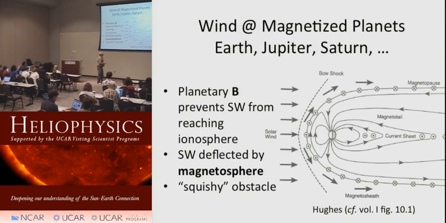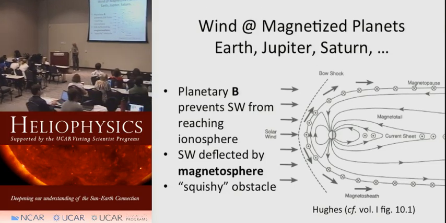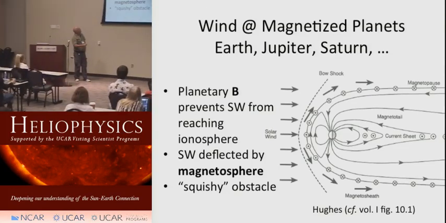When it hits one of the magnetized planets, Earth, Jupiter, Saturn, etc., actually it's the magnetic field that, as we said, is generated by the dynamo of the Earth. I'm going to mostly say Earth. If you really prefer to work with Jupiter, substitute the word Jupiter. Basically our planet has a magnetic field, and the solar wind, which is a conducting plasma, interacts with that magnetic field first.